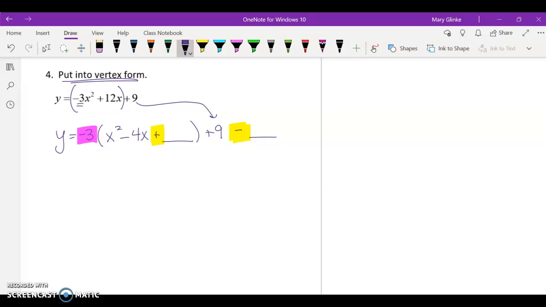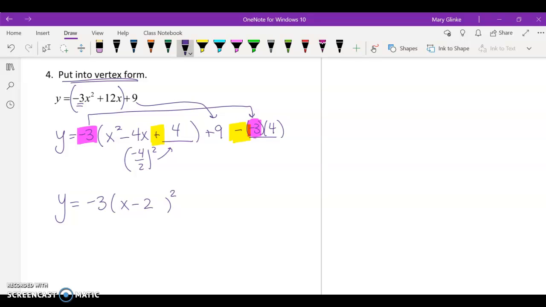So then to finish this problem up, now we're going to do b divided by 2 and square that. So we're going to be adding 4 here. And then when we do the minus blank here, we want to make sure that this coefficient of -3 also goes on that minus blank. Because now the -3 stays out in front as our a value, and we have x minus 2 squared, and then minus this negative is going to end up becoming plus 12 at the end here. So my k value of my vertex is 21.